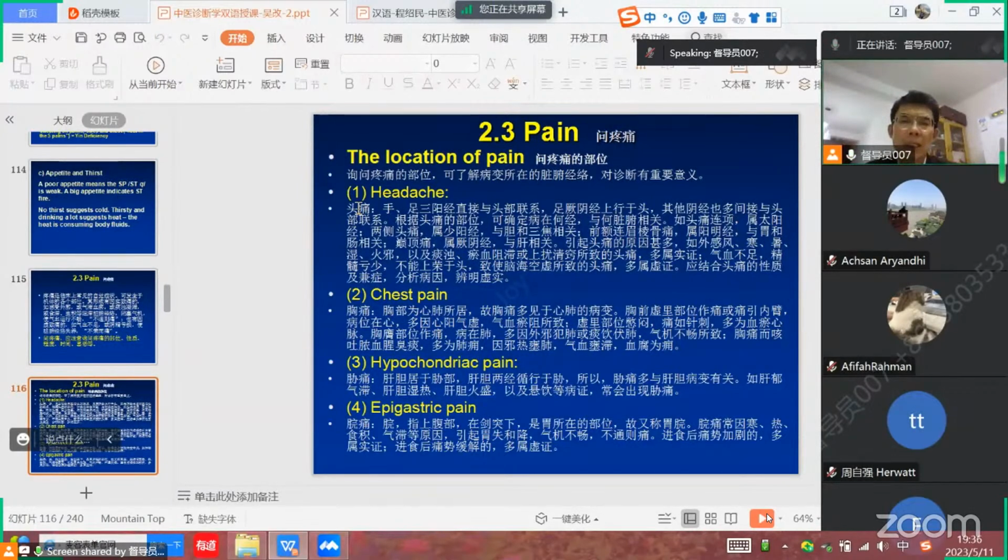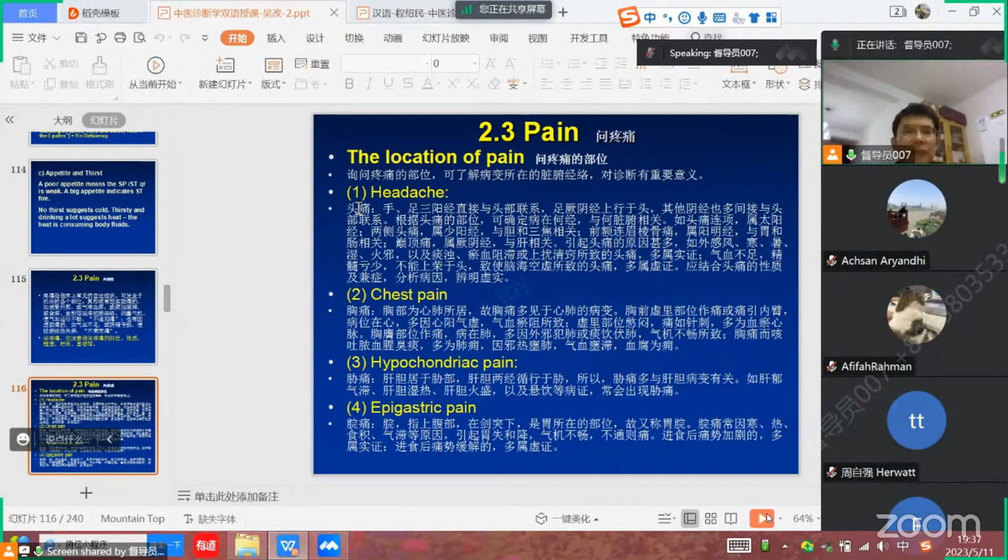Number 4, epigastric pain. That usually regards the stomach among the organs. The stomach corresponds to this area. So many diseases of the stomach give rise to epigastric pain. So the causes can be different.